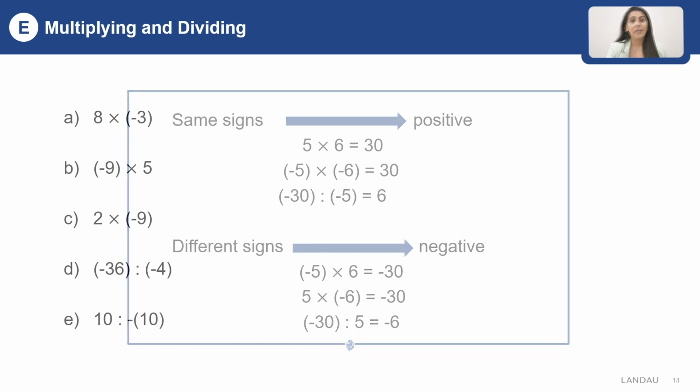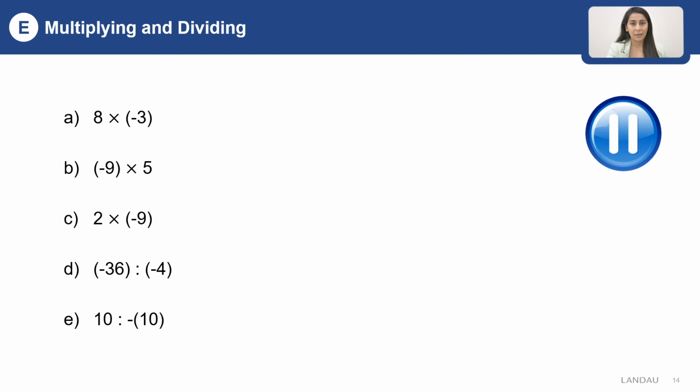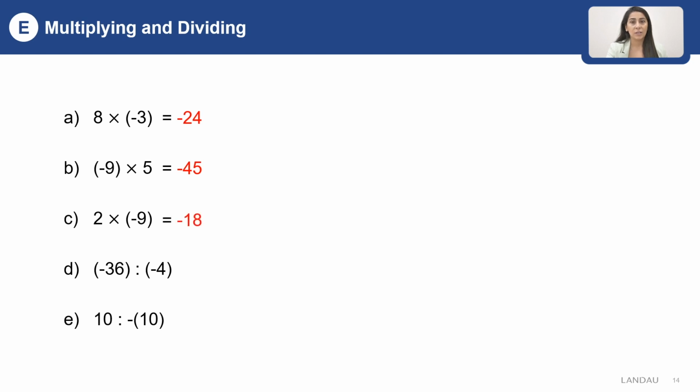And finally, now it's time for you to practice. On your screen, you see the problems. Please take your time, pause this video, and try to find the answers. Now you see the answers on your screen. Remember, when multiplying and dividing, if the signs are the same, the answer is a positive integer. If the signs are different, the answer is a negative integer.